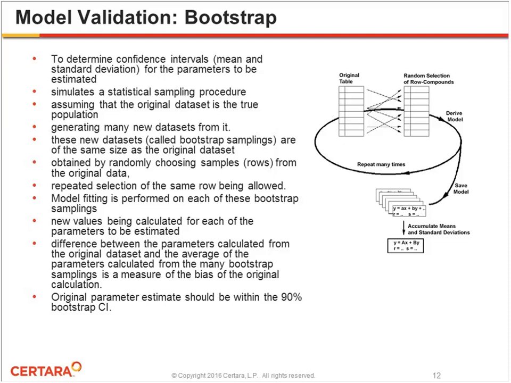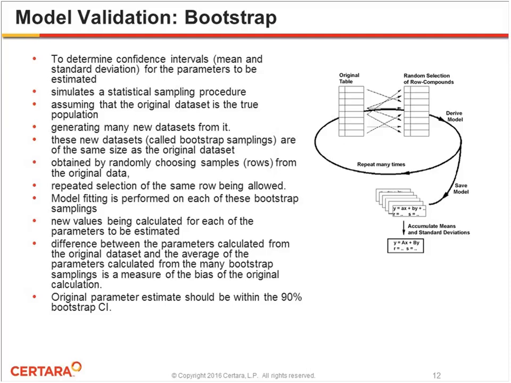But the sampling is done by randomly selecting rows from the input, and you are allowed to select a particular row more than one time. So the composition of the so-called bootstrap samples will be different. And for each of those 1,000 bootstrap samples, you fit the model to each of these data sets, and then you summarize the variability of the resulting parameter estimates.